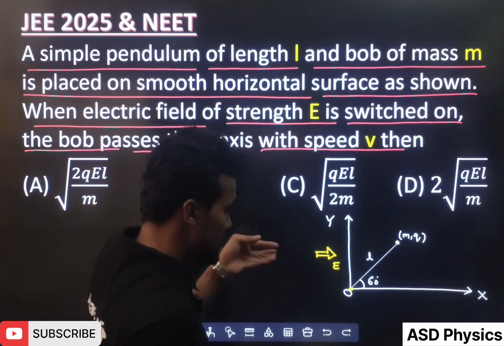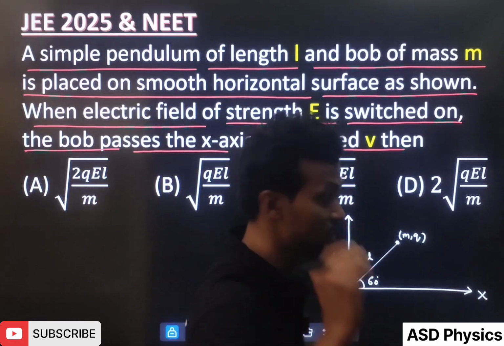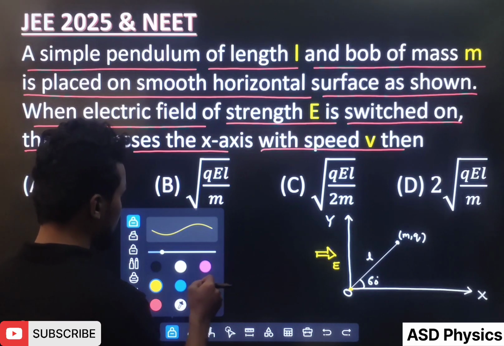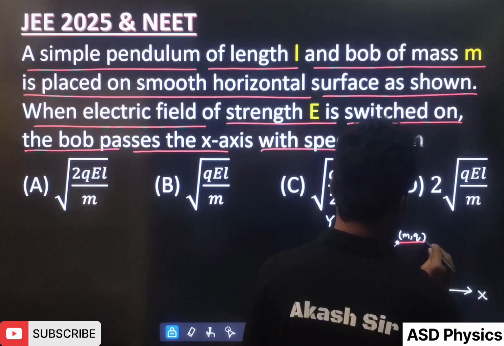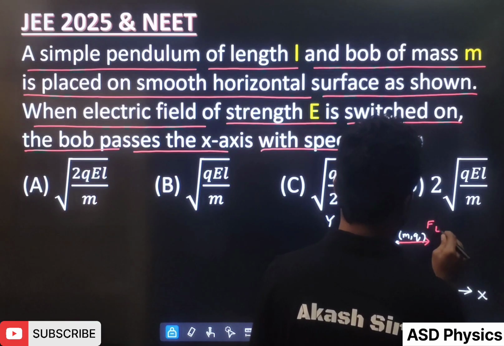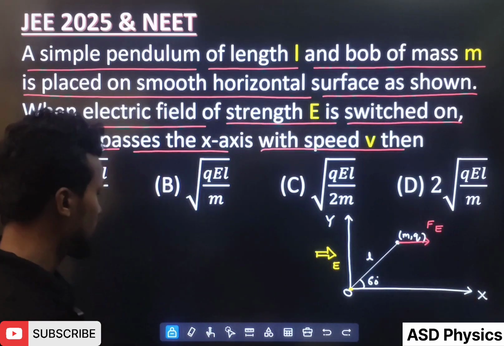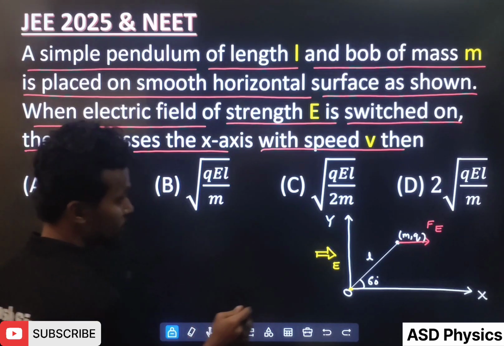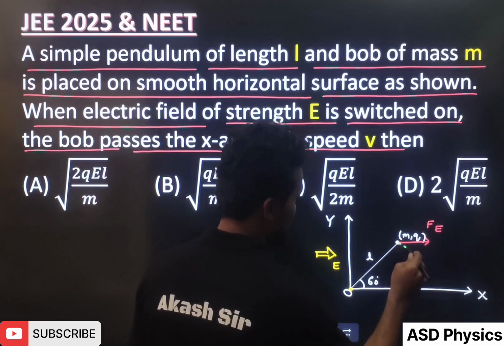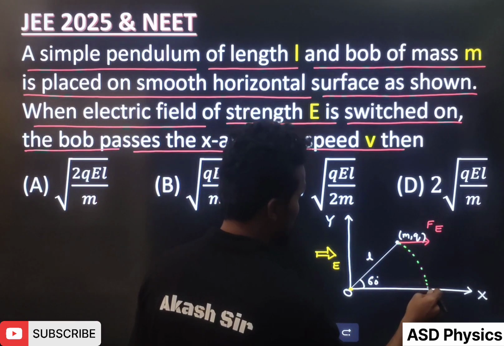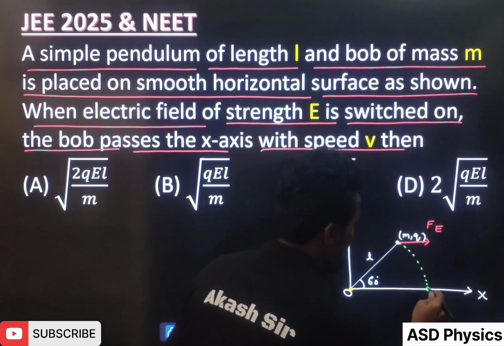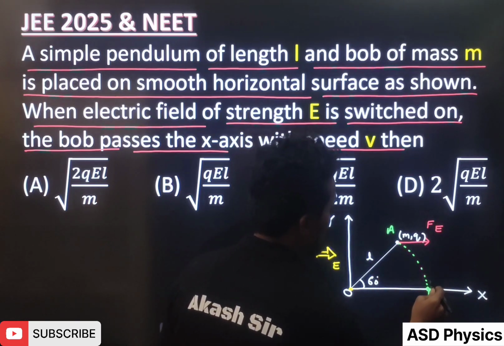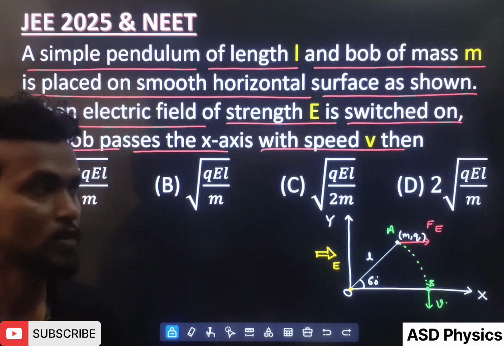So what will happen? Here the electric field is there and the pendulum has a positive charge. That means it will experience a force in the direction of the electric field, along the x direction. Because of that, the pendulum will move on a circular arc. And when the pendulum reaches here, it will have some speed. So let's take the initial point A and the final point B.